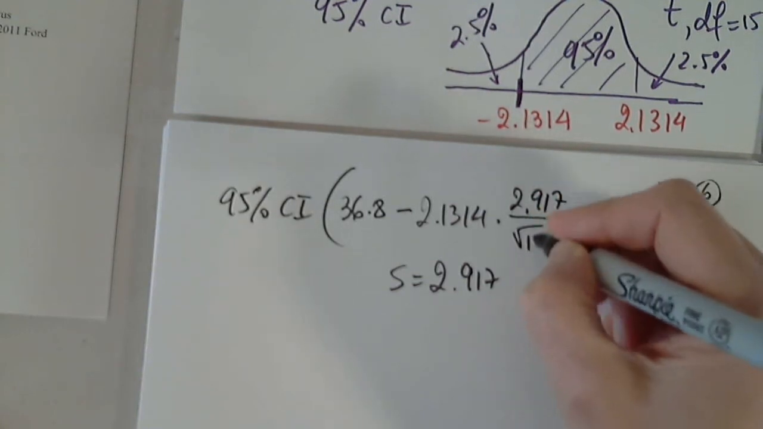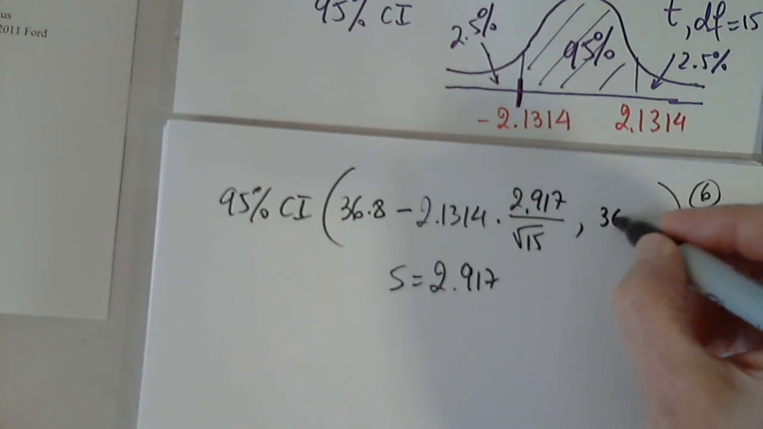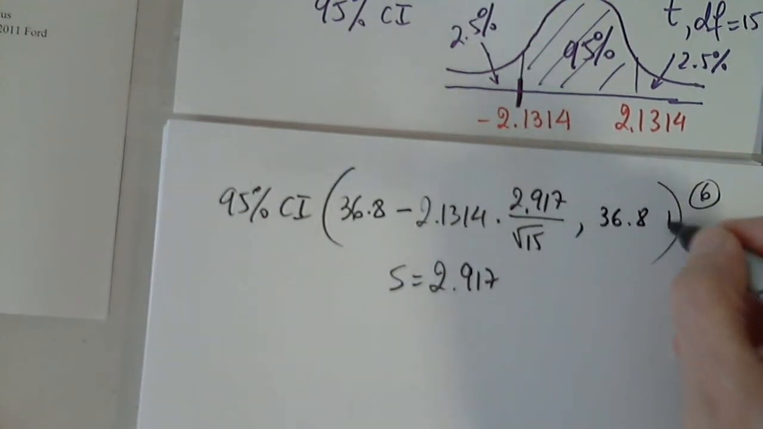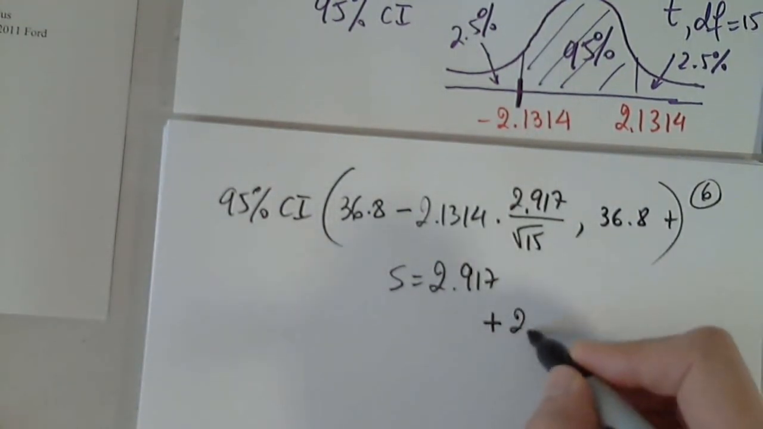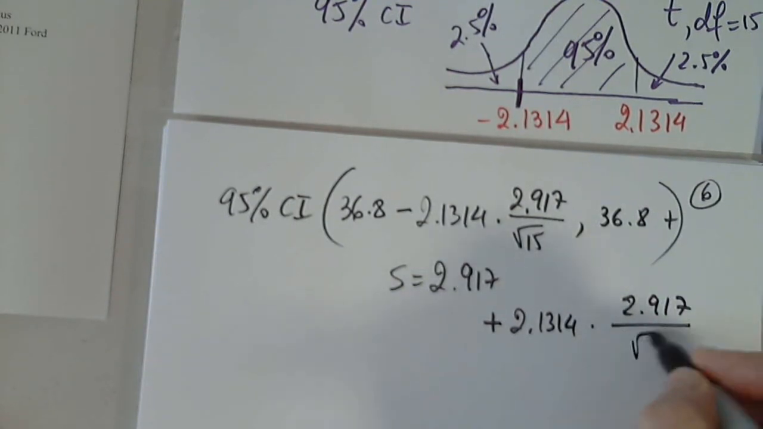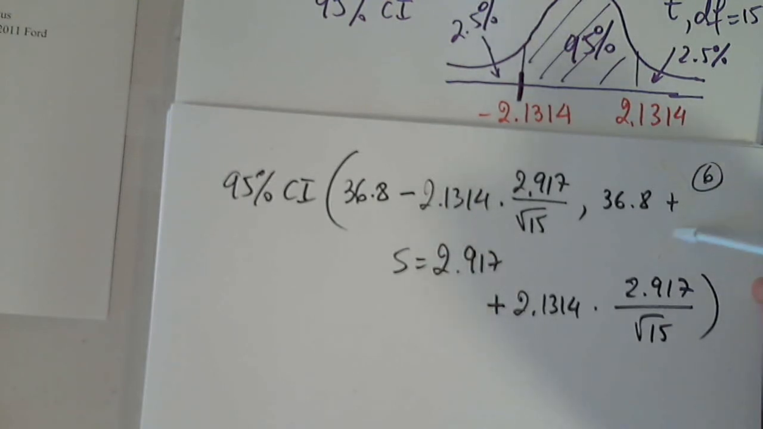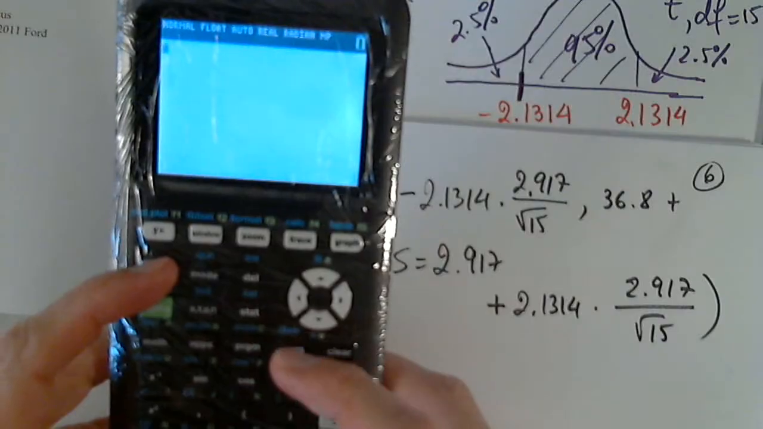2.917 over the square root of 15, comma, 36.8. I don't have enough room, so I'm going to continue here, plus 2.1314 times 2.917 over the square root of 15, and close the interval with a parenthesis. Am I going to do it like this? No. But I had at least to present it so you know where the information is coming from, because I do have an option here.